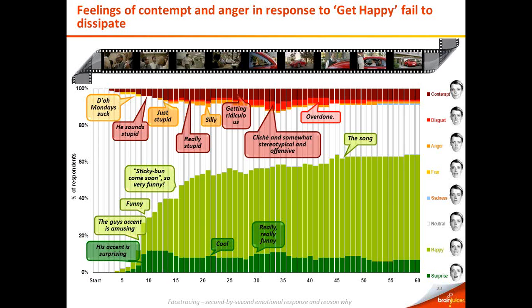Now, what is also noticeable, though, is that you do have a certain segment feeling quite negative and feeling contemptuous in particular.